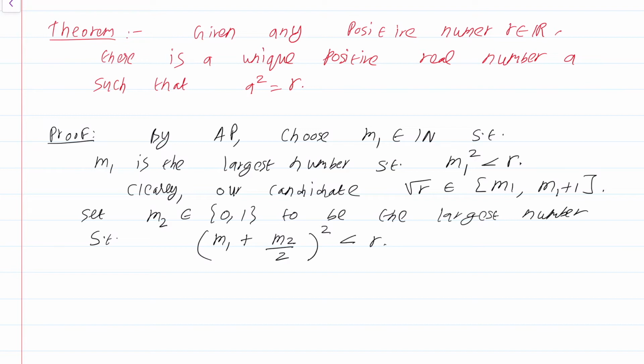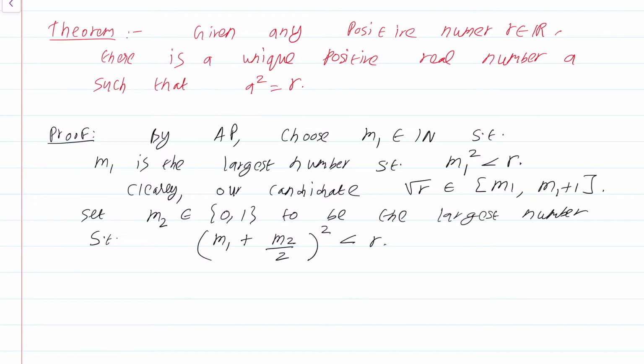Okay, we already know that m1 squared is less than r. That's exactly how m1 was chosen. The choices for m2 are 0 or 1. If m2 were to be 2, you would already get m1 plus 1 the whole squared, which we know is greater than or equal to r. So I could have just said set m2 to be the largest number. I need not specify m2 is in {0, 1}. I could have just said let it be the largest number such that (m1 plus m2 by 2) the whole squared is less than r. But essentially it has to be either 0 or 1. No choice for it. Okay.